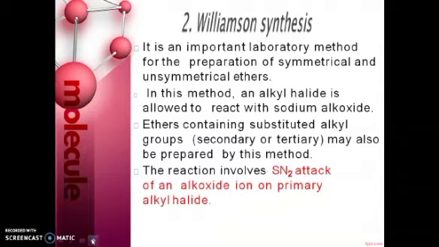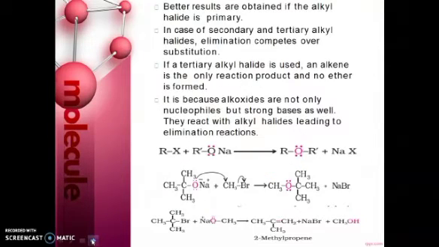It is a very important laboratory method for the preparation of symmetrical and unsymmetrical ethers. In this method, an alkyl halide is allowed to react with sodium alkoxide. Ethers containing substituted alkyl groups, that is secondary and tertiary, can also be prepared by this method. The reaction involves the SN2 attack of an alkoxide ion on the primary alkyl halide. But better results are obtained if the alkyl halide is primary.